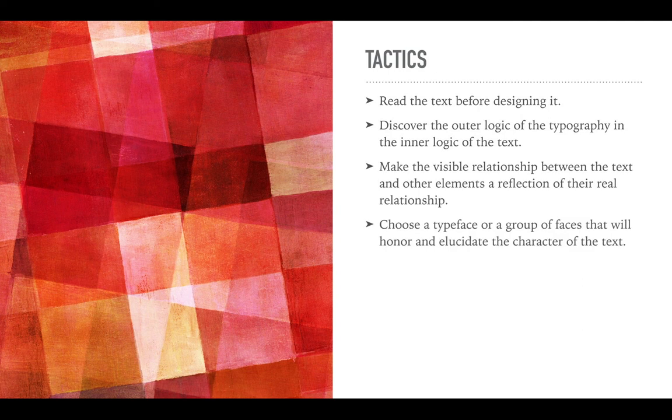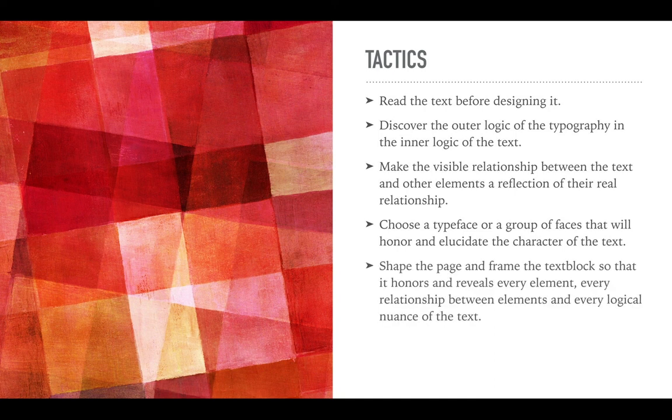Next, you need to choose a typeface or a group of faces that are going to honor or elucidate the character of the text. In this case, elucidate just means to make clear. So you need to choose a typeface that will make clear what the writer is trying to convey. For instance, if I'm laying out a great literary work, let's say something from Shakespeare, I probably don't want to set that in Comic Sans, because that certainly does not honor Shakespeare, nor does it make clear what Shakespeare is actually writing. In fact, it gets in the way. So you want to choose a proper typeface that will honor or elucidate, make clear, the character of the text.